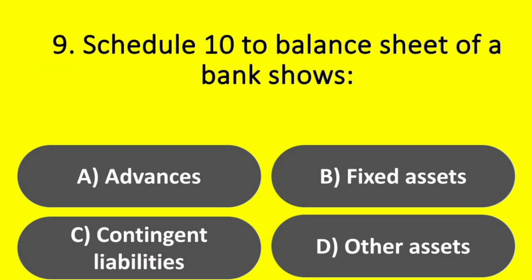Schedule 10 to balance sheet of a bank shows: option A, advances; option B, fixed assets; option C, contingent liabilities; option D, other assets. Answer: option B, fixed assets.